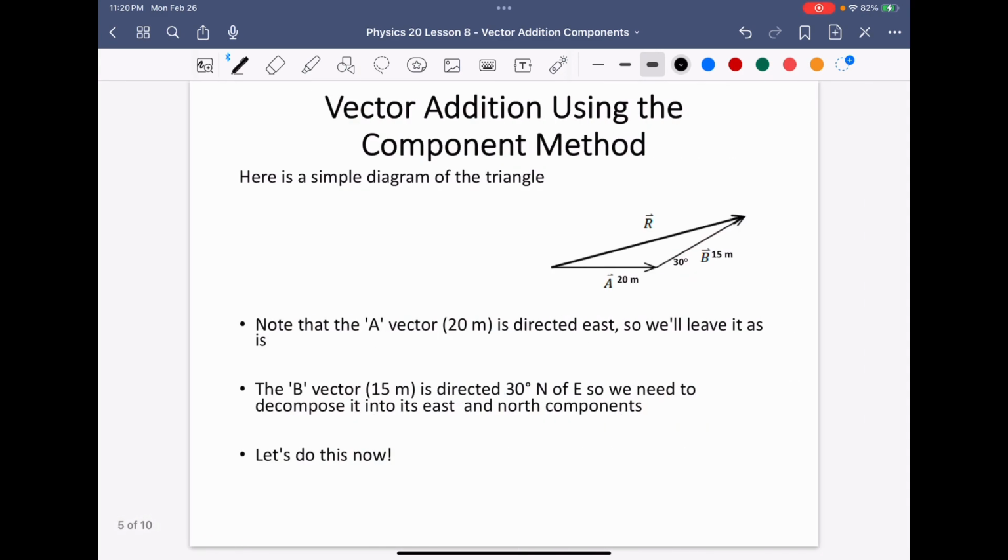Now, let's look at vector addition using the component method. So I should rephrase that. Vector addition using the component method. There we go. Now, here's a simple diagram of the triangle that we were just dealing with on the previous page.